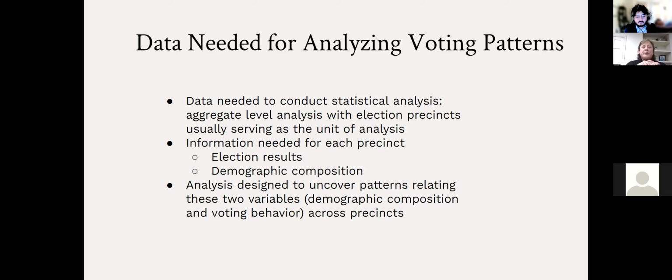What you're going to be doing when you're doing a racial block voting analysis is looking for patterns. Again, we don't have individual level data, although sometimes we do have access to survey data, and this can be used in some very limited circumstances. For the most part, we're going to be using aggregate level data, and this is usually precincts. We're going to use election precincts, and we're going to look for patterns across these precincts, comparing the demographic composition of the precinct with the voting behavior in those precincts. So we need two pieces of information: the election results, and the demographic composition of these precincts.